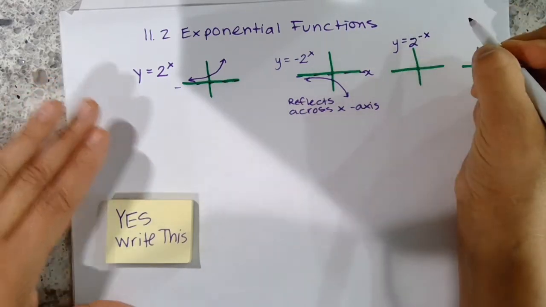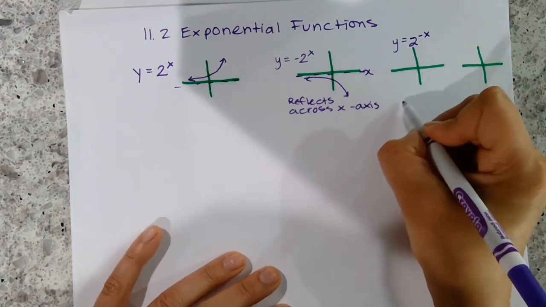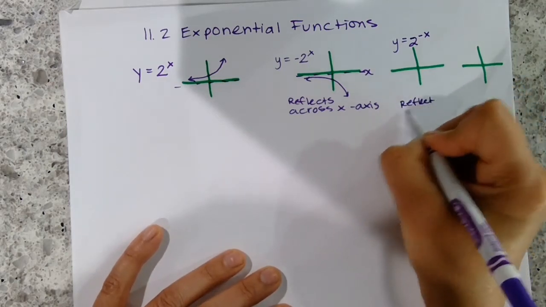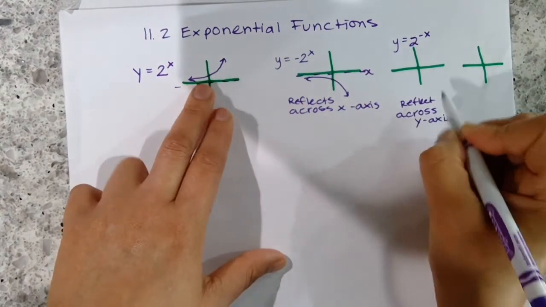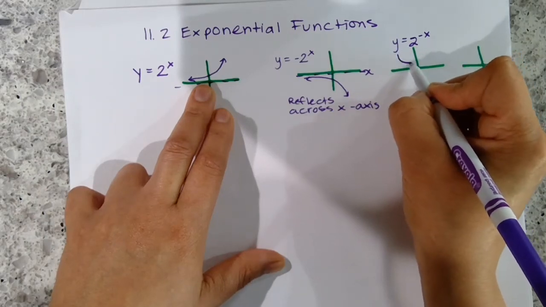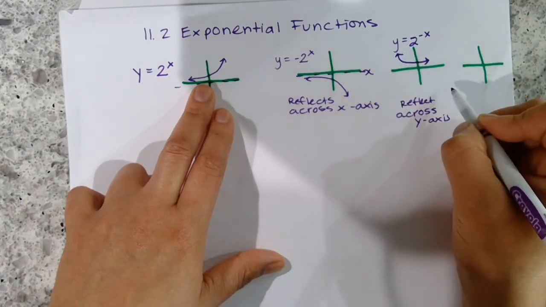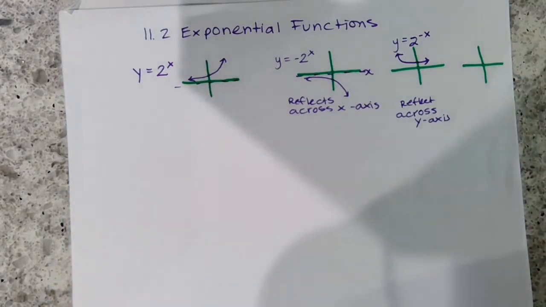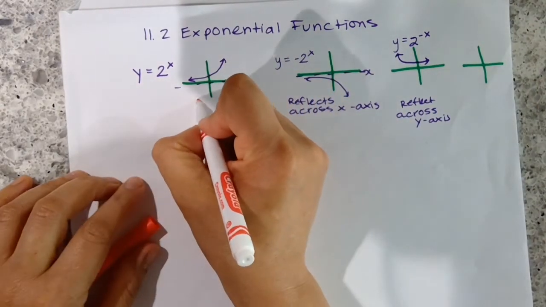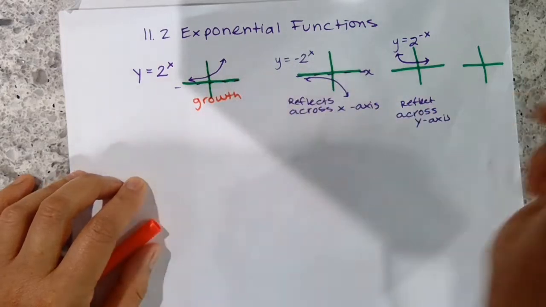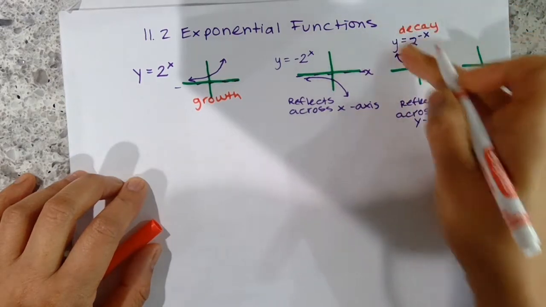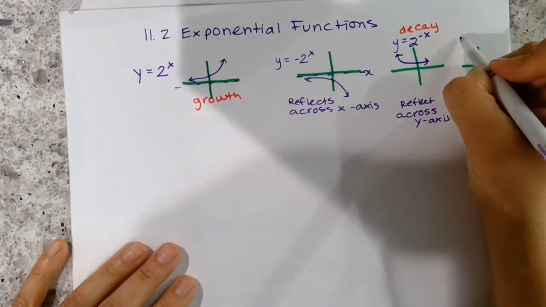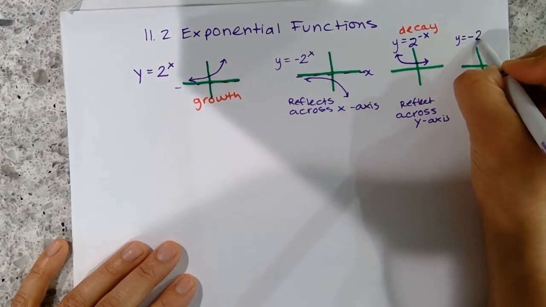To the negative x. What does a negative exponent do? Well, that's going to reflect it across the y-axis. So if we take this and reflect it across the y-axis, it also now makes it exponential decay. Let's add that. So in this case, this graph is exponential growth. This one, that negative exponent is going to make it exponential decay. Okay, decay going down.